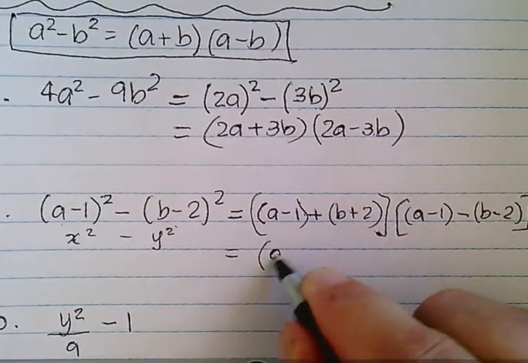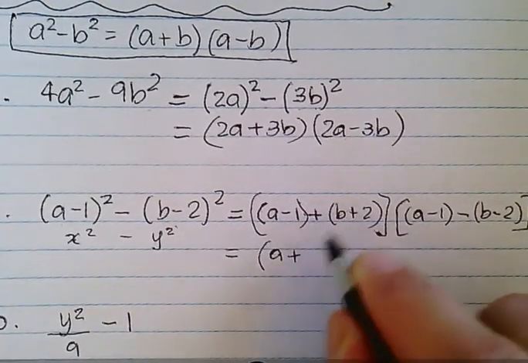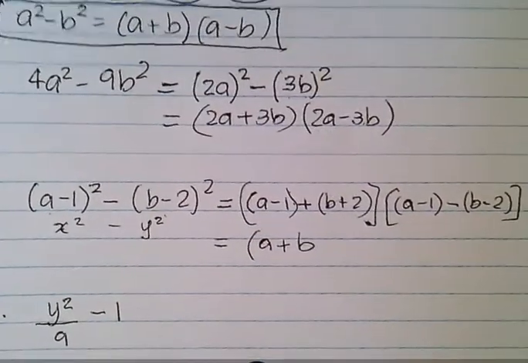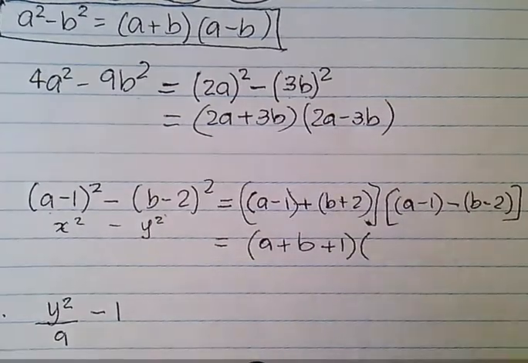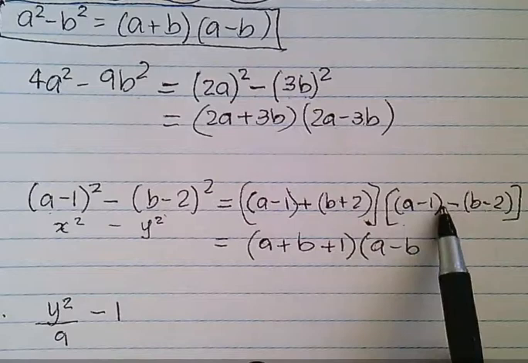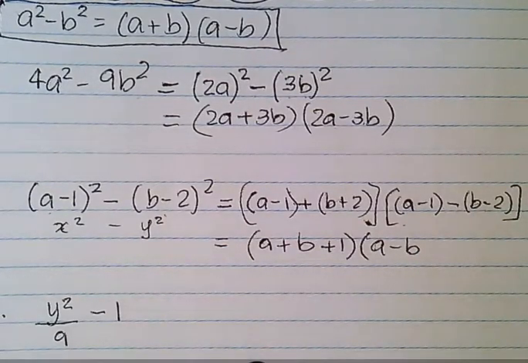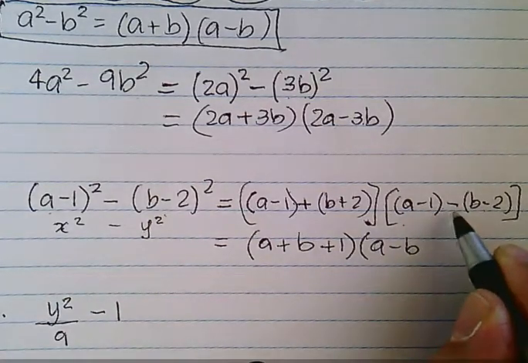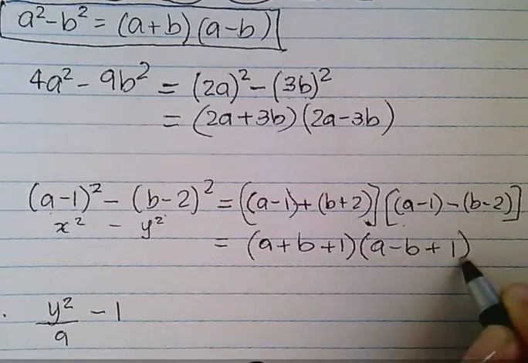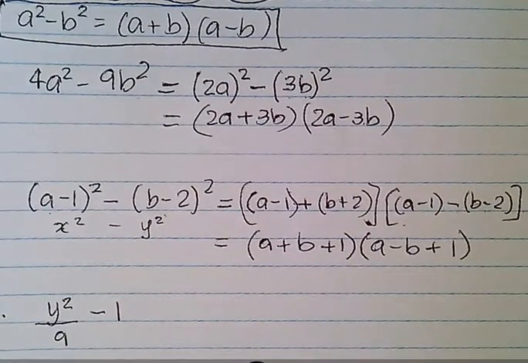So what have you got? A plus B, what are the numbers? Minus 1 plus 2 is plus 1. And the second one will be A minus B. But what about, you've got minus 1, minus 1 plus 2, haven't you? A minus 1 minus B plus 2. So it's going to be plus what? Be careful, all right? So it's a plus b plus 1, a minus b plus 1.